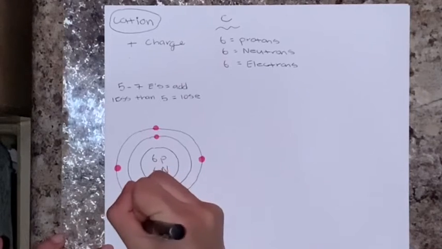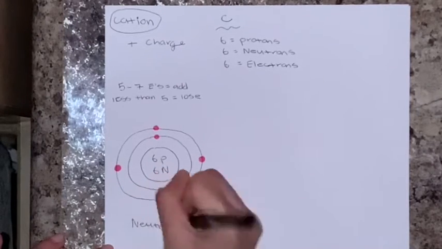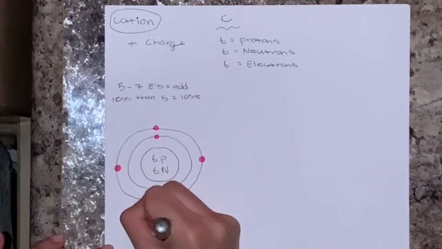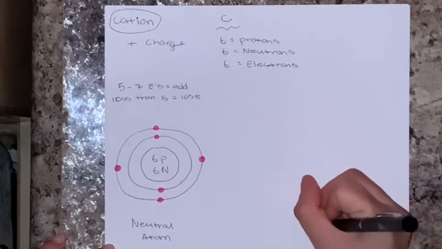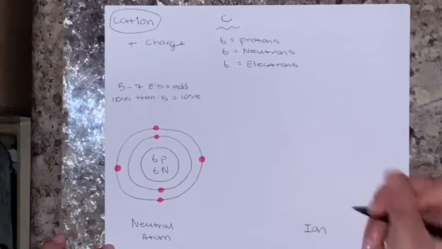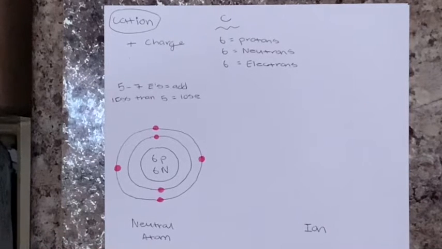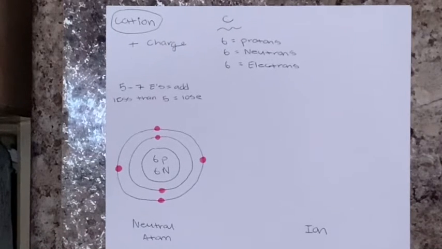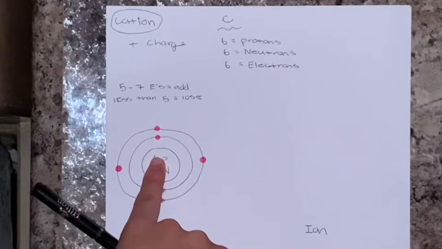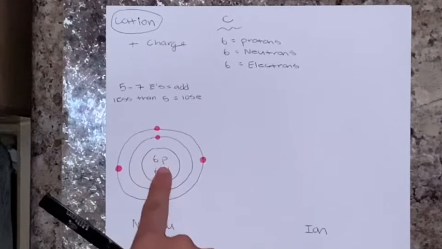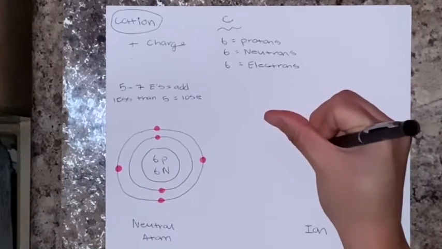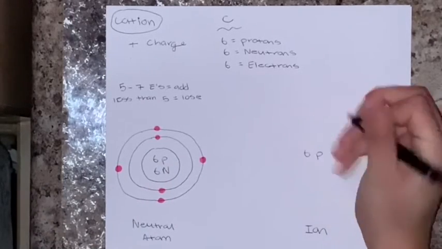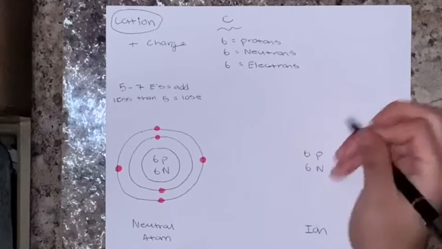So this is Bohr's orbital diagram for the neutral atom of carbon. And so we're going to be drawing carbon's ion. Everything's going to stay the same. We're going to put the 6N and 6P in the middle. So you're just going to put 6P and 6N in the center, in the nucleus.